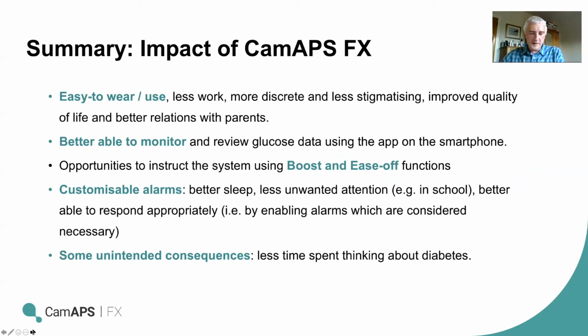So just to quickly summarize, adolescents in our study described how the CamAPS system lessened a lot of the burdens of managing diabetes. It helped to normalize their lives, and it made it easier for them to get on with their parents. Using the app also made it easy to monitor and review their glucose levels and administer insulin, and functions like boost and ease off help them better manage high and low glucose levels simply because they could issue instructions to the system.